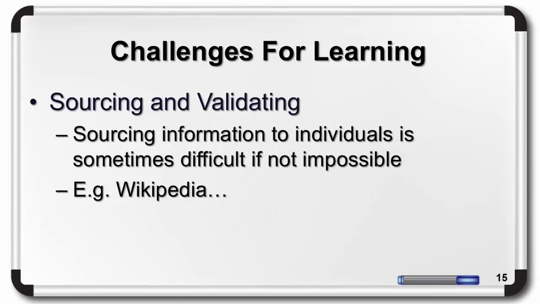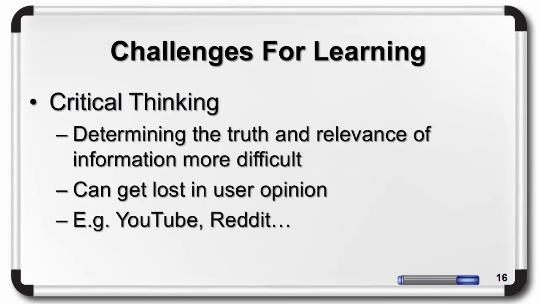A third challenge relates to sourcing and validating information. Anyone who has ever researched using such resources as Wikipedia knows that the sourcing and validating of information can sometimes be difficult. Because anyone can say virtually anything on the internet, determining the truth and relevance of information can be harder. To not get lost in user opinion and assumption, the requirement of critical thinking and education can therefore be greater when learners use Web 2.0 resources as information sources.